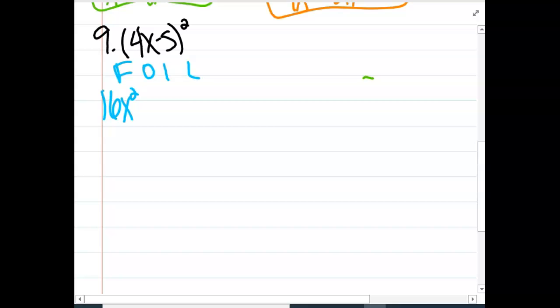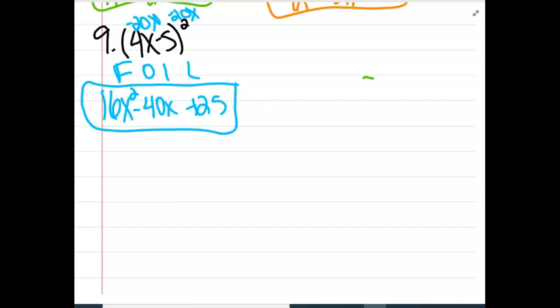The L, in both sets of parentheses, would be the last term in both sets of parentheses. Negative 5 times negative 5 would be a positive 25. Now for the O and the I, the O would be 4x times negative 5, which would be negative 20x. That's the O. What's the I going to be? Negative 20x. It's going to be the same thing. So we have a negative 20x and a negative 20x. My O and I together would be negative 40x.